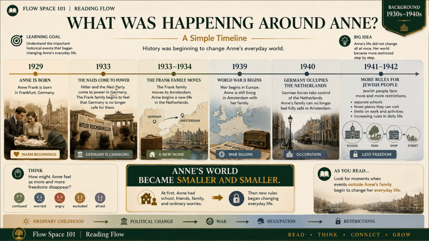Here is the big idea. Anne's world became smaller and smaller. At first, she had school, friends, family, and ordinary worries. Then outside events began changing everyday life. Think about this. How might a child feel when freedoms disappear little by little? Maybe confused, worried, angry, excluded, or afraid. As you continue reading, notice when events outside Anne's family begin affecting life inside the family.